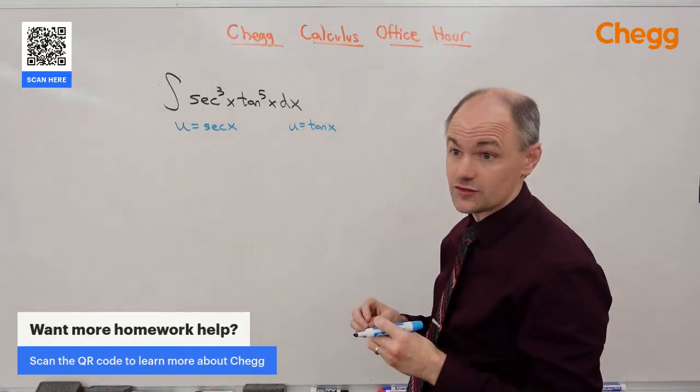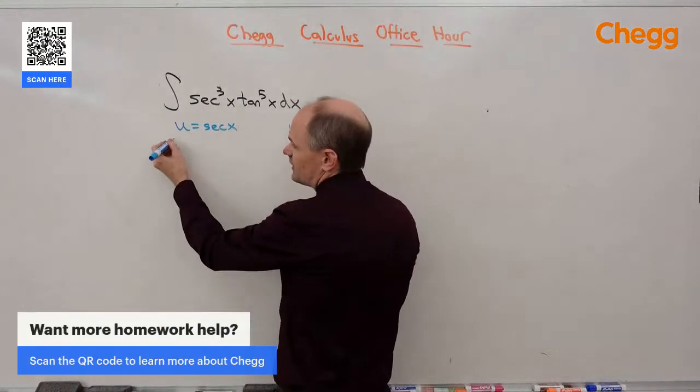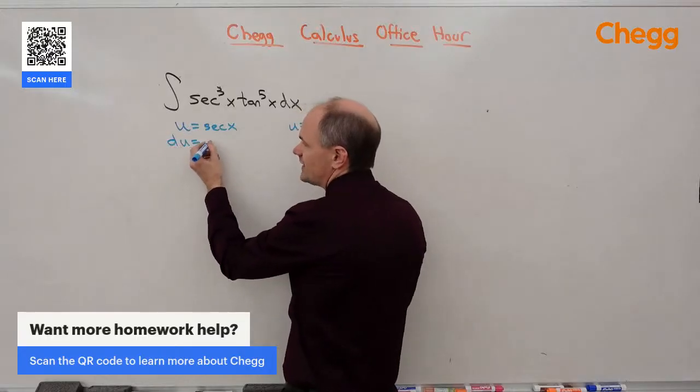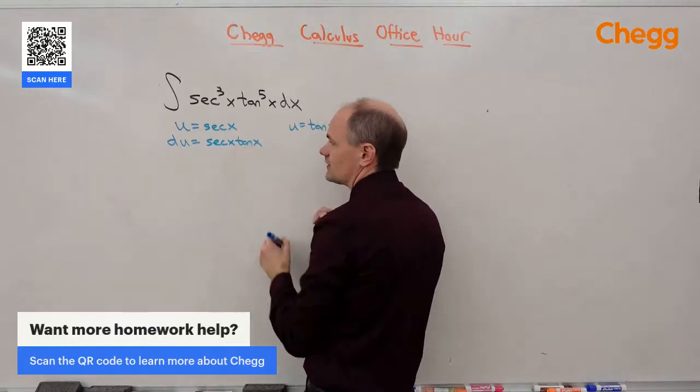Sometimes they both work. Usually one of them works. You just have to figure out which one works. So let's just try one. Let's see if secant works. If u equals secant, du then is secant x tangent x.